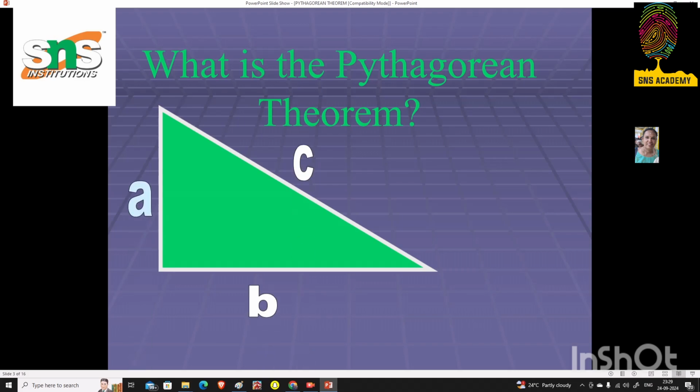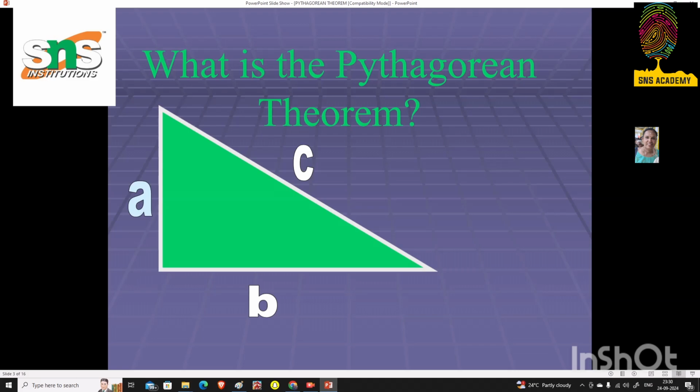Here I have taken a triangle. In this, A and B are the two sides and C is the hypotenuse. A we are considering as the altitude or height of the triangle, and B is the base of this triangle. C is the hypotenuse.